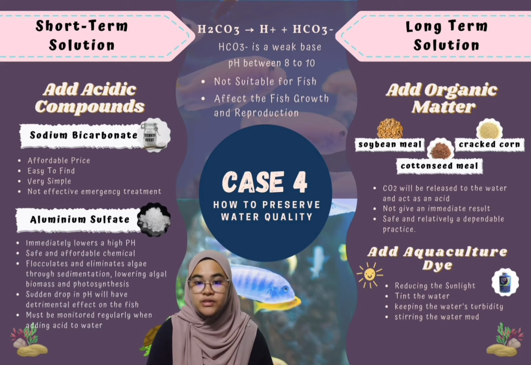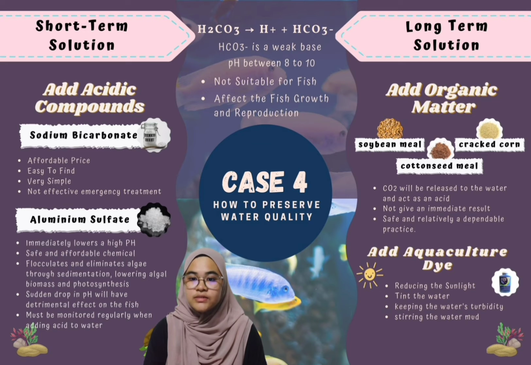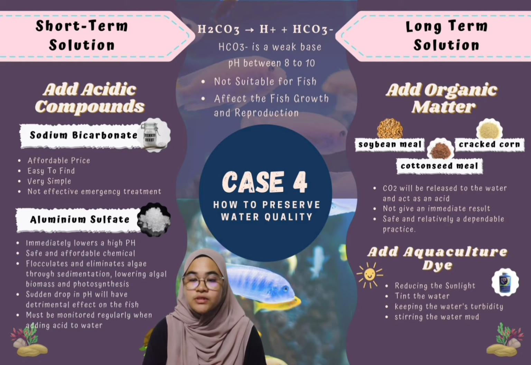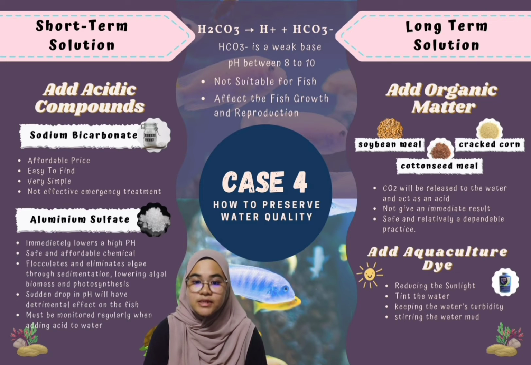It is a better choice to use the alum, or we call it aluminium sulfate. Aluminium sulfate is also an acid that can reduce the high pH of water. Although alum is not a very long-term solution, it is better than using the sodium bicarbonate. The application of alum is an emergency treatment that immediately lowers the high pH. This is a much safer and affordable chemical that forms an acid when it combines with water.